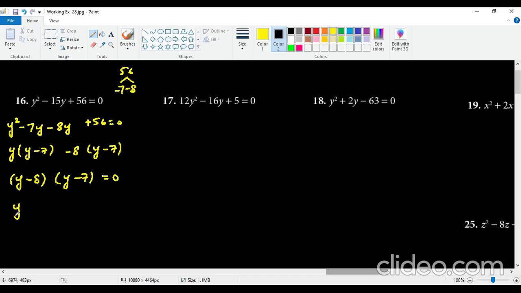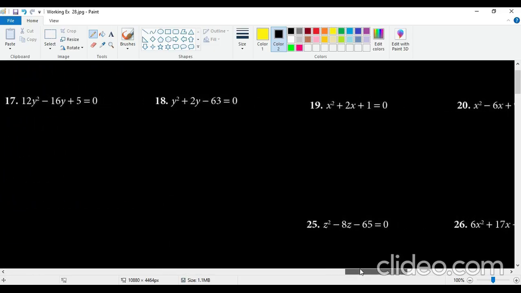That means y minus 8 equals 0, and y minus 7 also equal to 0. That means y equals 8 and y equals 7. That means 8 and positive 7 are going to be two answers for question number 16. Moving on to question number 17.